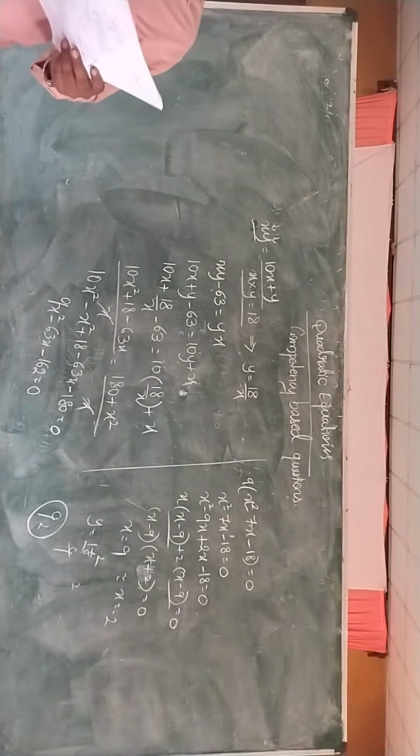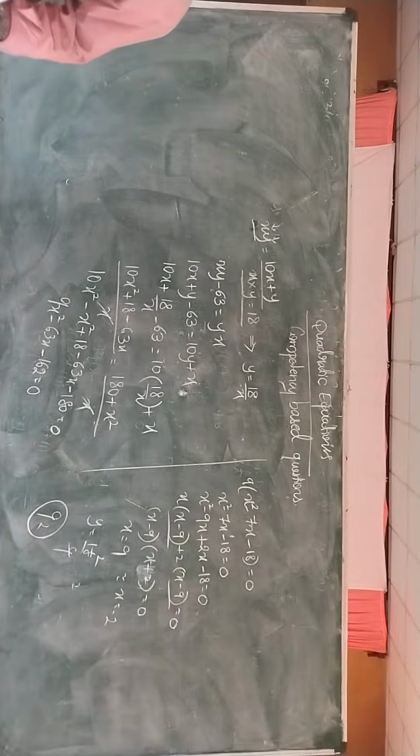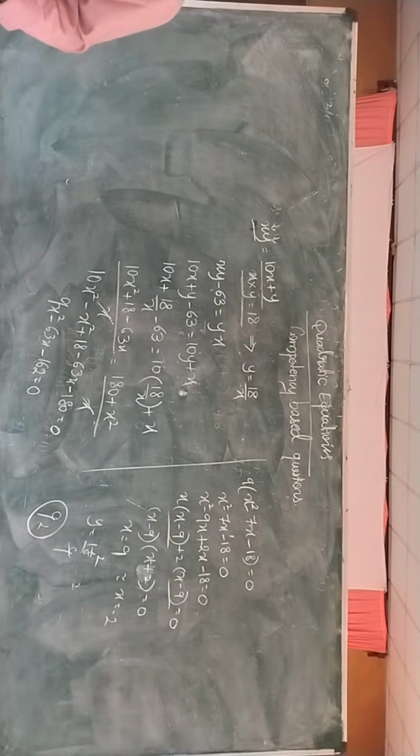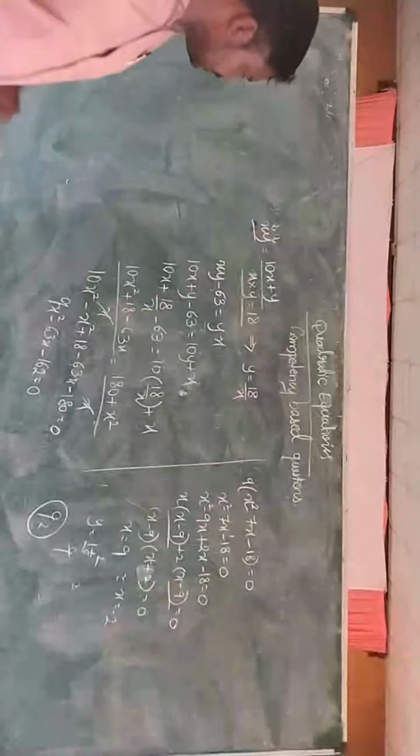See here, a girl is twice as old as her sister. Her sister's age we don't know. Let us imagine that her sister's age is x years.